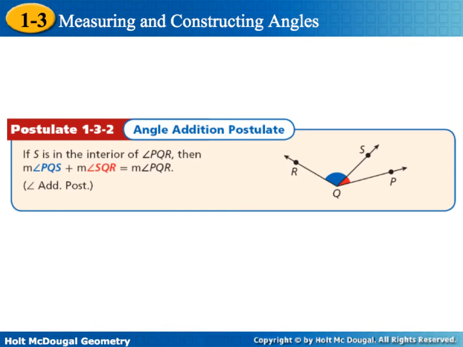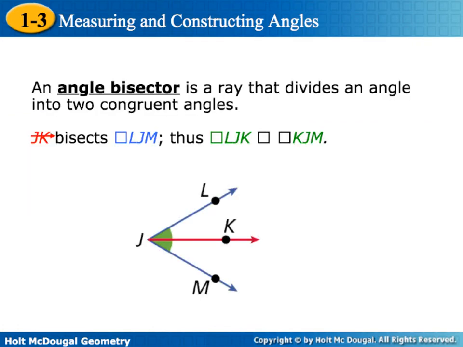And kind of the bulk of the lesson is the angle addition postulate. This is saying the two smaller angles, this one plus this one, is going to give you the larger angle. So just like with the segment addition postulate, the two smaller parts add up to the whole. The last definition is angle bisector. Anytime you hear the word bisector in geometry, it just means it splits something into two congruent parts. So an angle bisector splits an angle into two congruent angles. So here, angle LJK and angle KJM are now congruent.